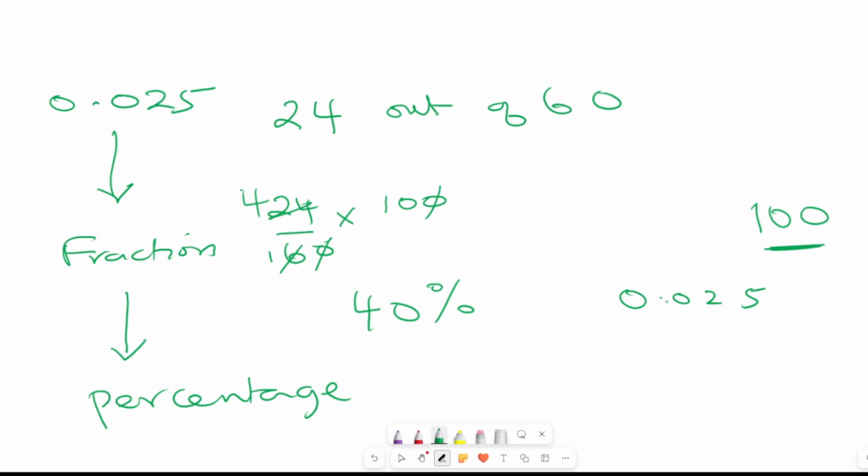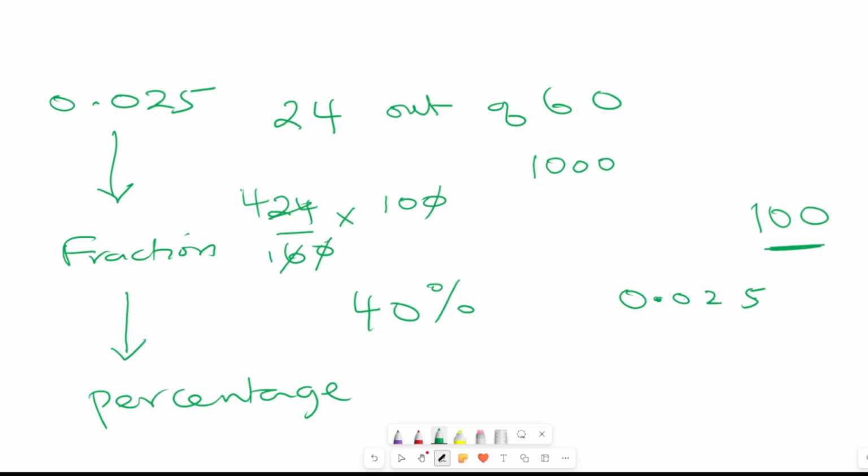0.025. First, I want to count the number of decimal places after the point. This is a decimal. 1, 2, 3. So I'm going to look for a number which is 1 followed by the number of zeros that are the same as the decimal places. 1, 2, 3. So that number will be 1,000.